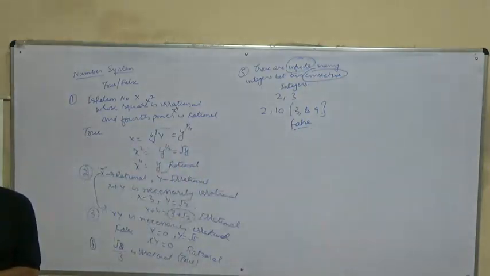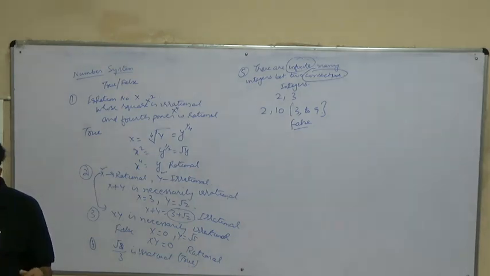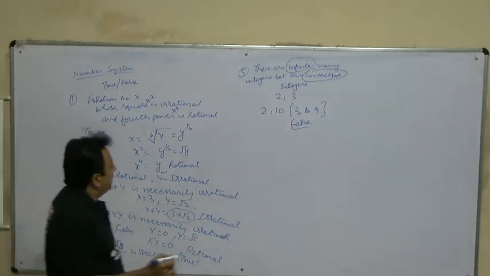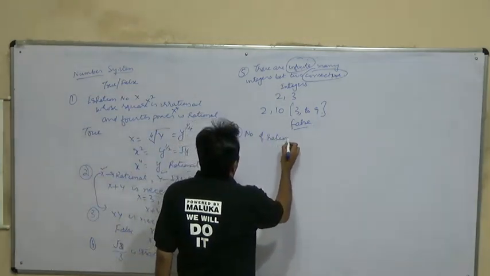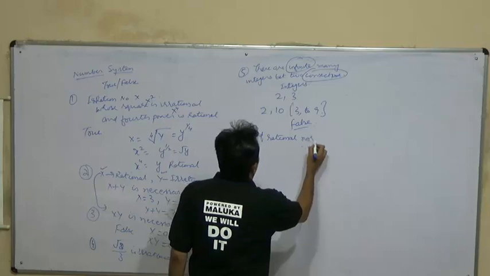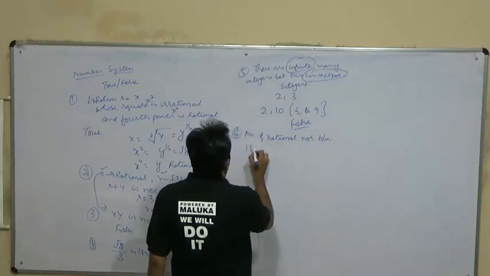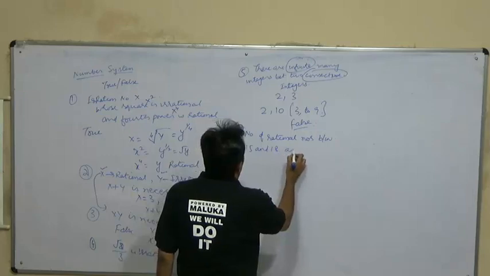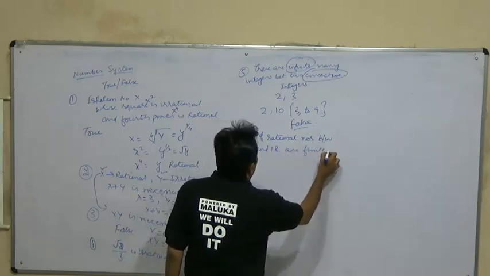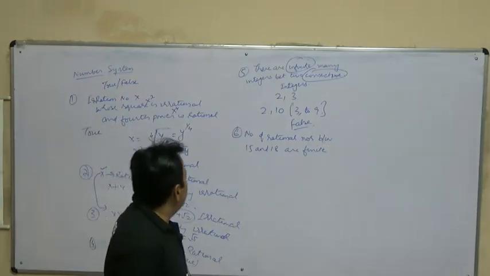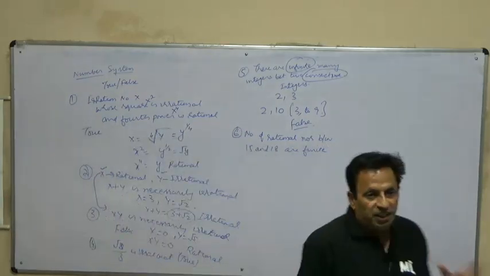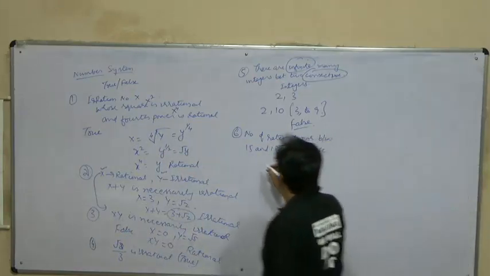देन नेक्स्ट इज number of rational numbers between 15 and 18 are finite. अब इसमें क्वेश्चन में हमारी क्या है? 15 और 18 के बीच में जितने भी रैशनल नंबर आएंगे, वो हम गिन सकते हैं, वो हम पता कर सकते हैं. लेकिन ये क्या है? दिस इज फॉल्स.